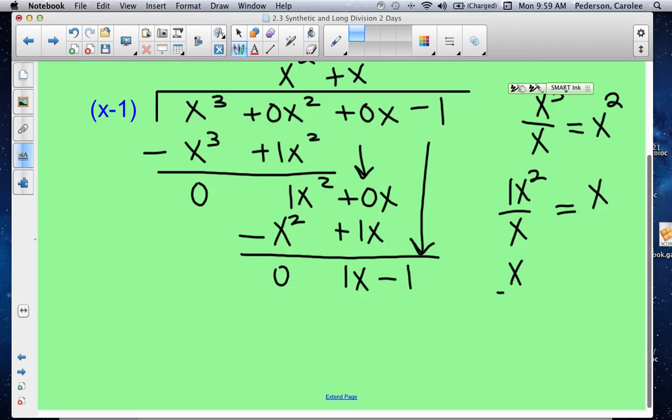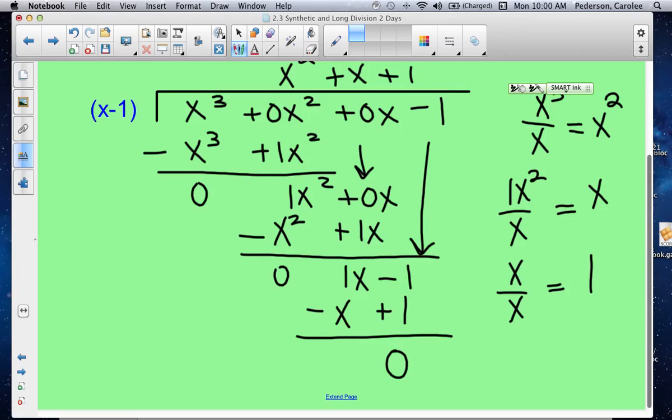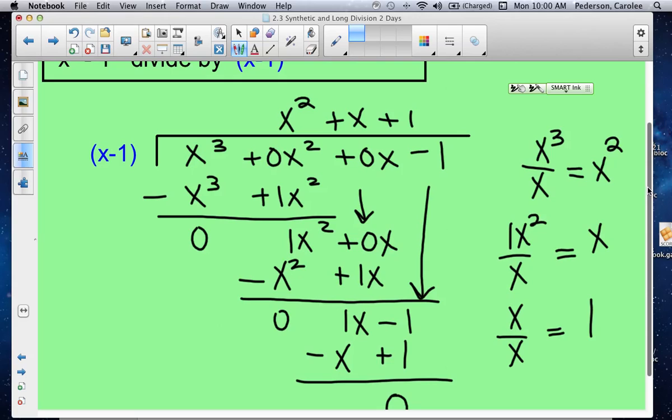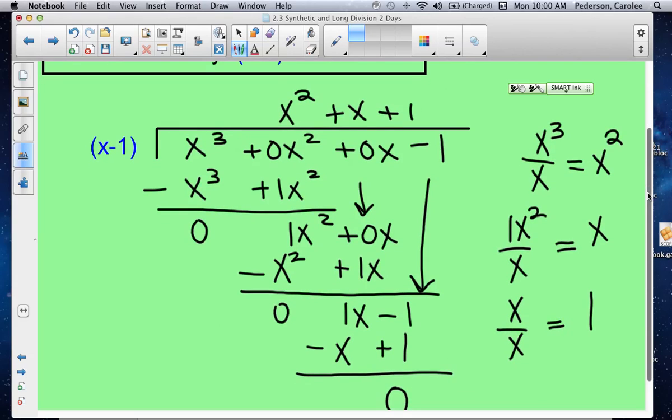Now x divided by x is 1. So I get plus 1. Now multiply again. 1 times negative 1 is negative 1. 1 times x is x. Change the signs, negative, plus, and I get a remainder of 0. So this is factorable. So x minus 1 is factored out, and we're left with x squared plus x plus 1.